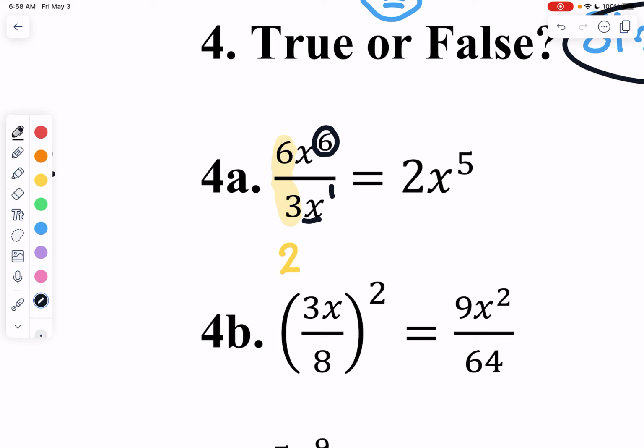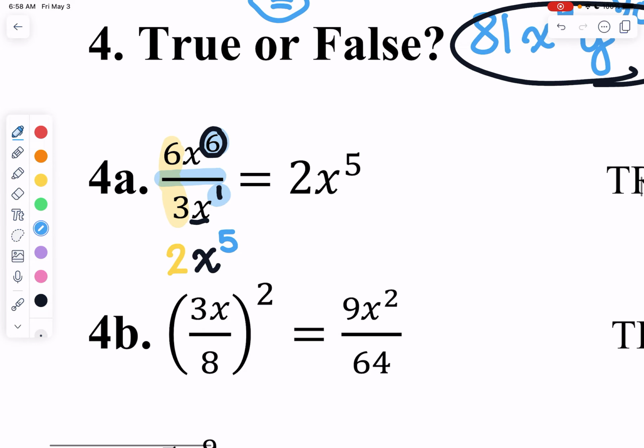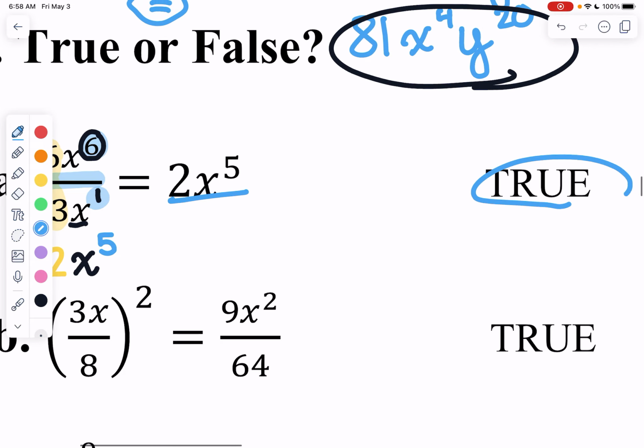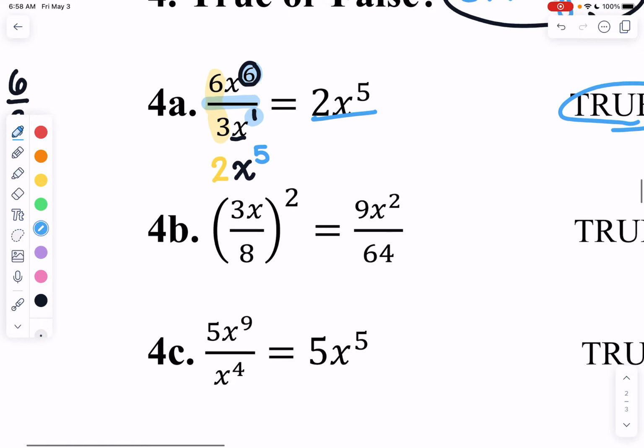Okay, so first step, just like with multiplying, I'm going to drop my base, so we will drop down our x, okay? And then I have 6 minus, that's my big fraction bar, 1. 6 minus 1 is 5. So that's what we have right here. That is true. Moving on, 4b.